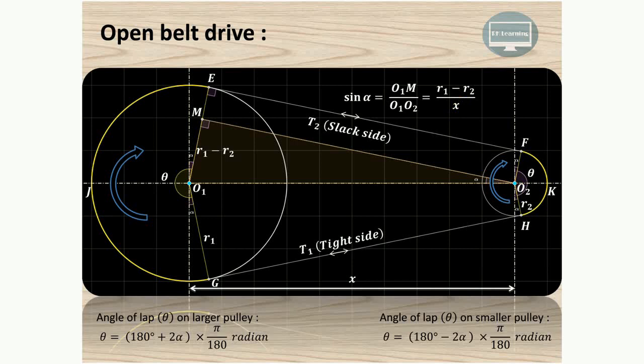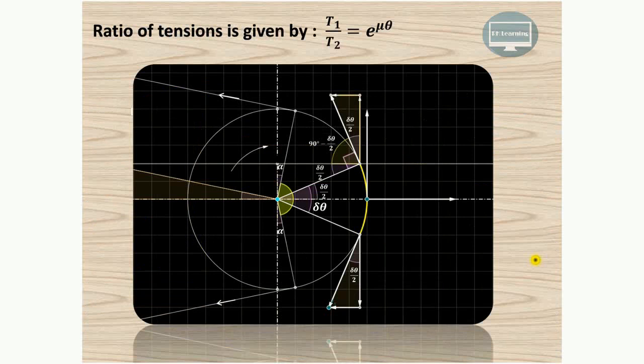Now let us try to understand how to derive the equation of the ratio of tension, that is T1 and T2, the tight side tension and slack side tension. For that we have taken into consideration the small arc on this particular pulley. We have taken into consideration the smaller pulley, and a small arc is considered over here, that is PQ. It is making an angle of delta theta at the center. So if the total angle is delta theta, this angle will be delta theta by 2. If this angle is delta theta by 2, then this particular angle is delta theta by 2.